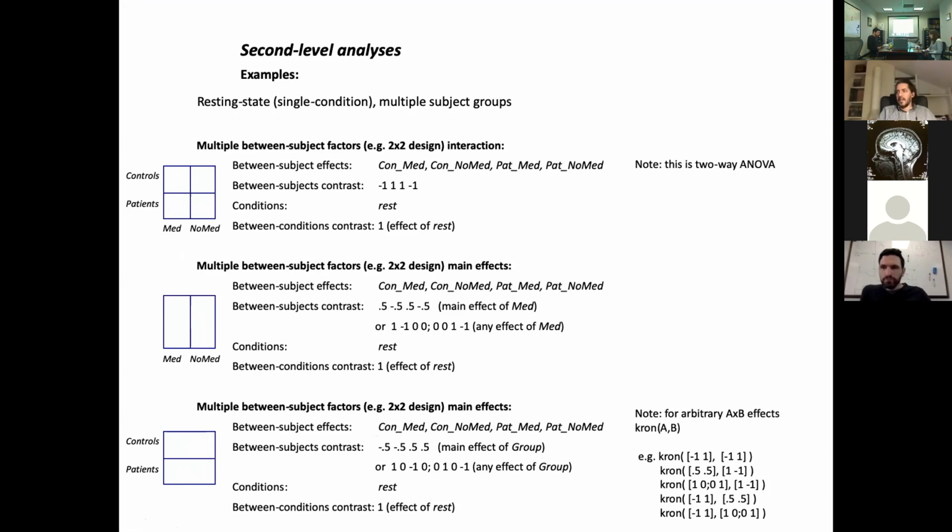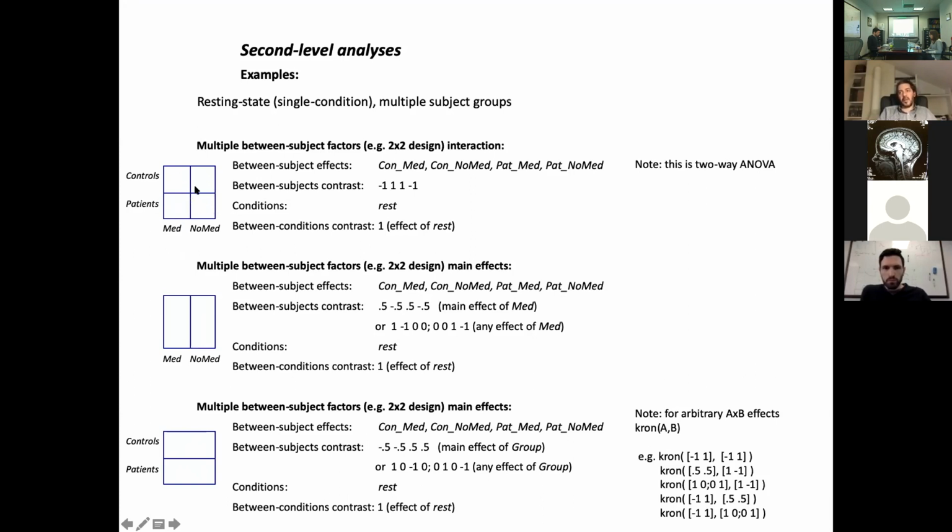Sure. Right, and the same thing happens for the interaction. The interaction is asking whether the difference between these 2 is different than the difference between these 2, right? So you are asking whether the difference within the controls between medicated and non-medicated subjects is itself different from the difference between the patients in the medicated versus non-medicated subjects. And the way to do that is by looking at this interaction vector. You're looking at a -1, 1, 1, -1 vector to compare those differences.